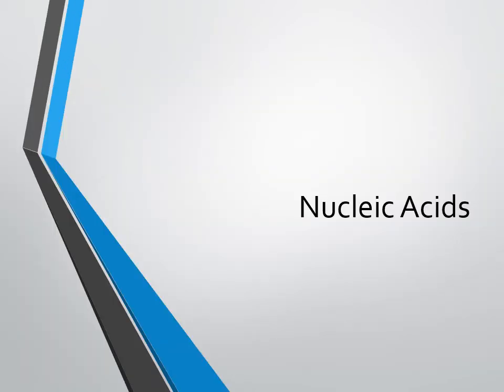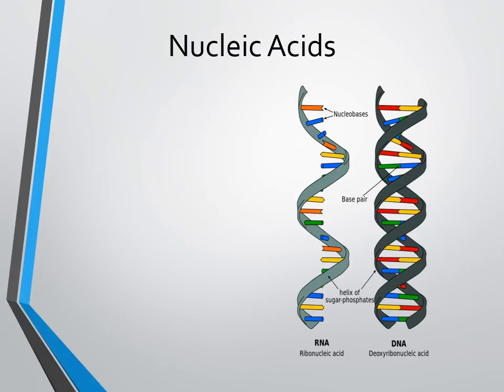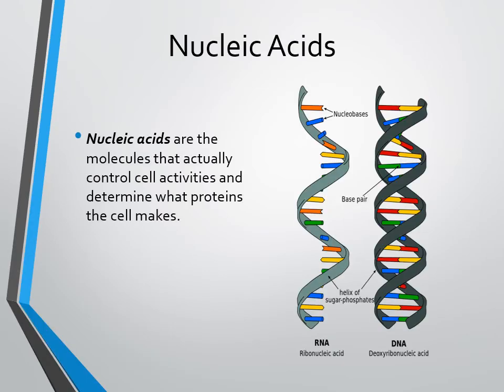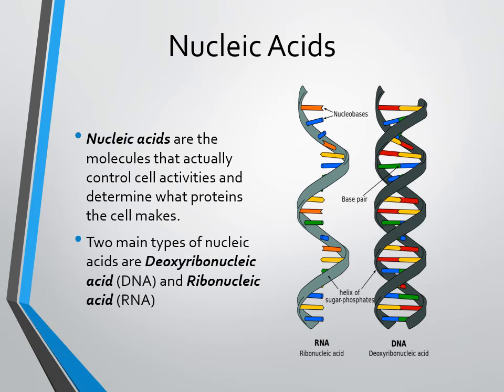All right, now that we've covered all the rest of them, nucleic acids is the final one we're going to talk about. So nucleic acids make up your RNA and your DNA. Nucleic acids are the molecules that actually control cell activities and determine what protein the cell makes.